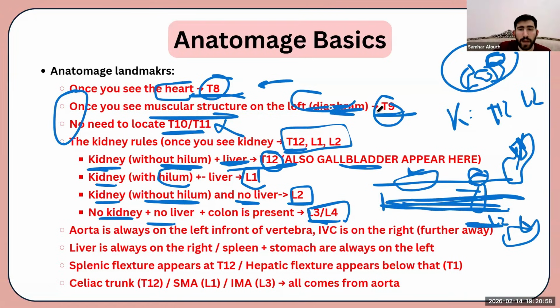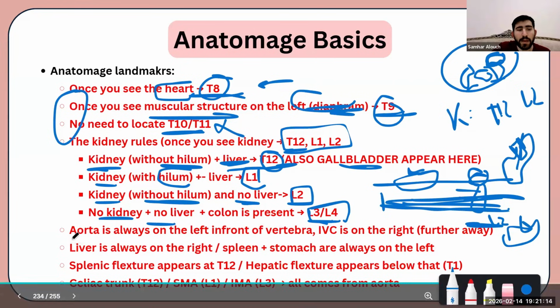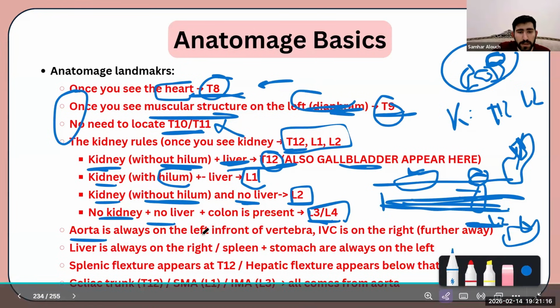Heart, T8. Diaphragm, T9. Kidney, T12, L1, L2. Kidney without hilum and with liver, T12. Kidney with the hilum, definitely L1. Kidney without the hilum and there is no liver, L2. No kidney and no liver and there is colon, that's L3, L4. Keep in mind that aorta is always present on the left and inferior vena cava is always on the right and it's further away. Liver is always on the right, spleen and stomach are always on the left.